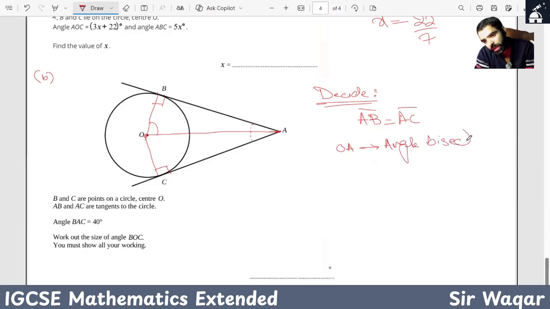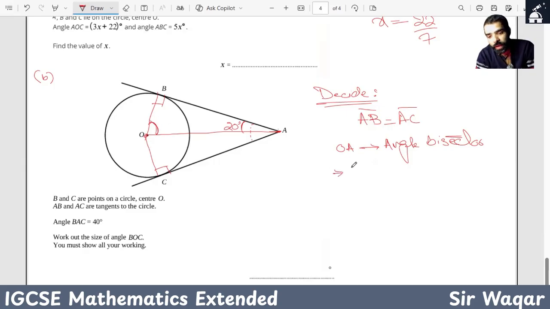If this is the angle bisector, it means the whole angle was 40, as they have written. In any triangle we can consider, either OAC or OAB, one of the angles in the triangle at the vertex A is 20 degrees, half of the 40, as OA is the angle bisector. Now we can find this angle and then twice it, so it will be the angle BOC. Let's find it out.